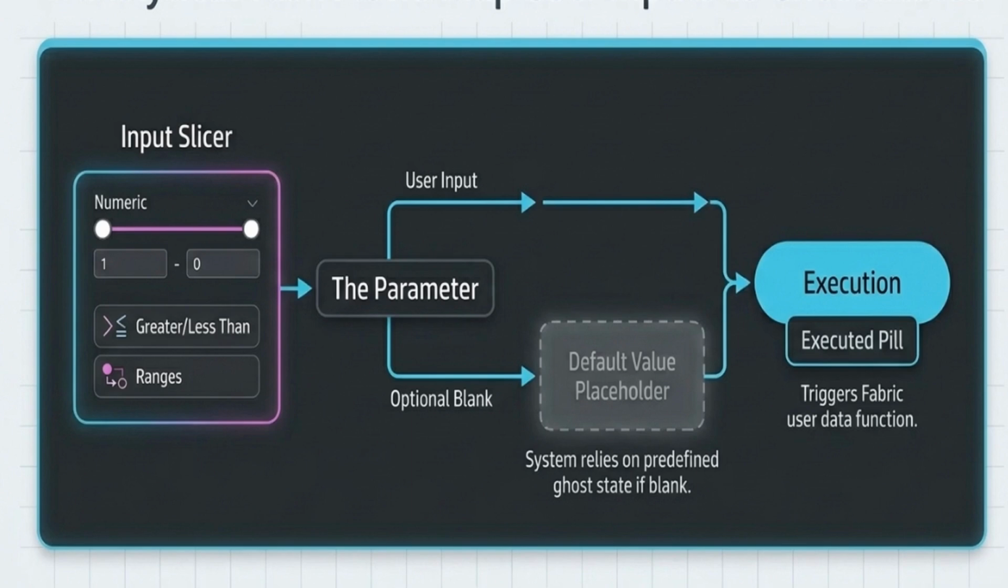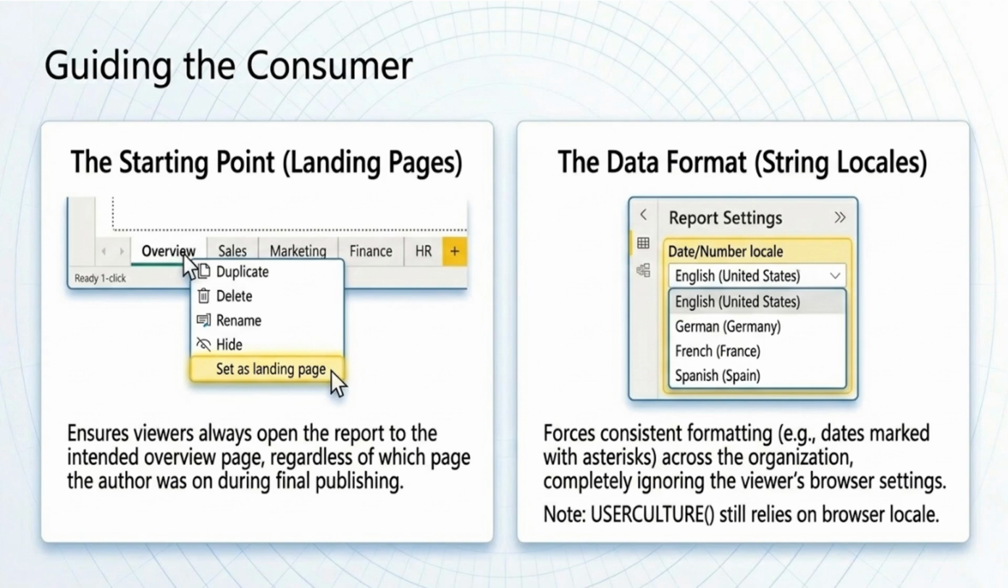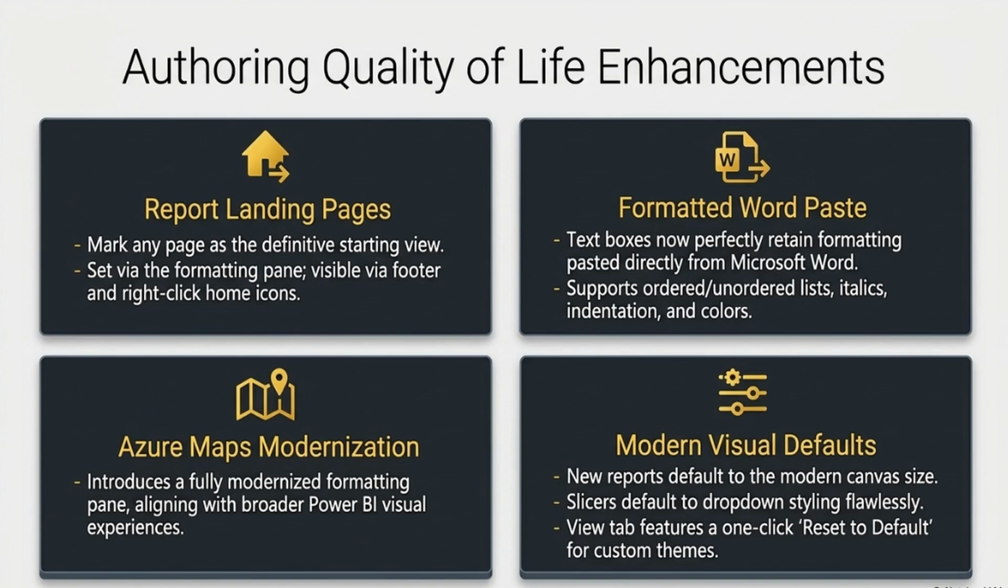All right, let's do a rapid-fire round of highly requested quality-of-life upgrades that are going to save you hours of cleanup time. Ready? You can now designate any specific page as your report's landing page, making sure viewers always start exactly where you want them to. You can force a default format string locale so dates and numbers look consistent no matter what the user's browser settings are. You can finally paste formatted bulleted lists straight from Word into text boxes without losing your indents.